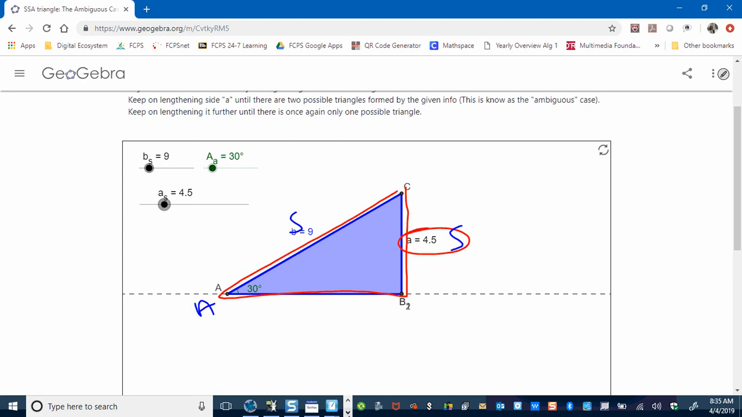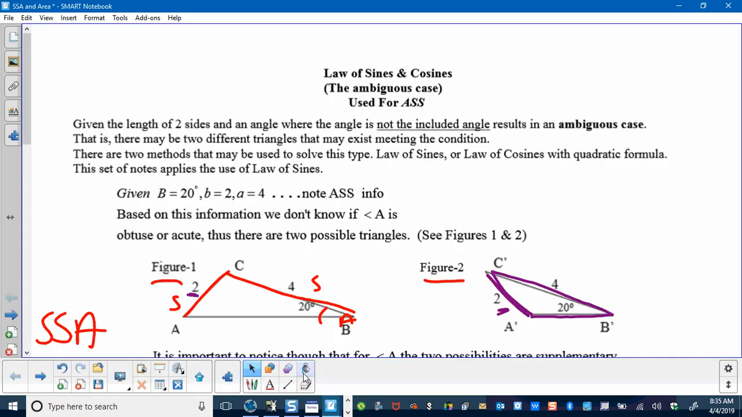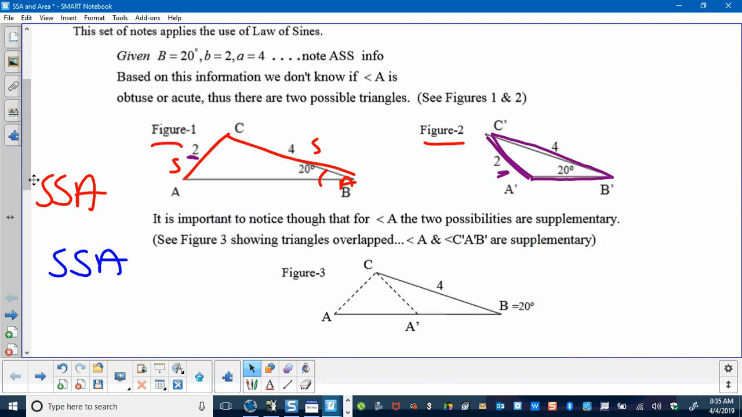Okay, let's go back to our notes. So, now that we know that there could be 2 triangles, no triangles, or 1 triangle, let's talk about how we're going to solve that. As you saw on our visual aid, this side length right here was swinging back and forth, and it created 2 separate triangles. Now, I need to figure out how are these 2 angles related.